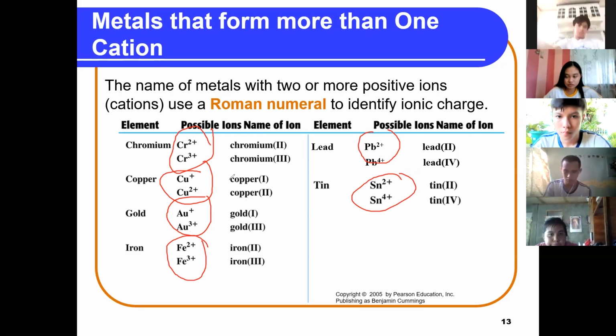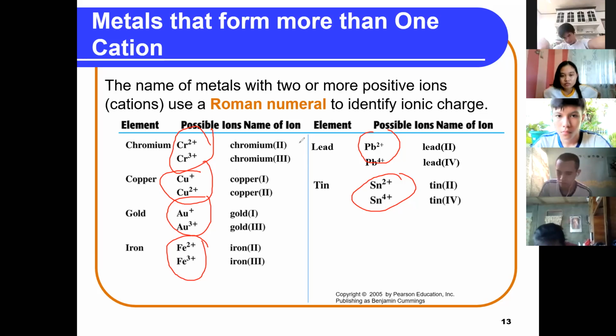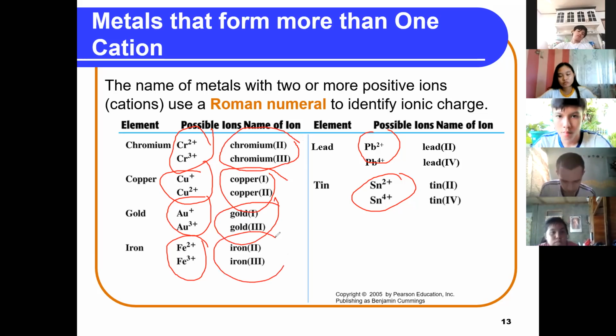And how are you going to name them? In the IUPAC naming, you are going to name them using the Roman numeral. But there is a traditional name given to the following. Their traditional name is taken from the origin of the names. For example, chromium, copper, gold. For example, gold, you have aurum.